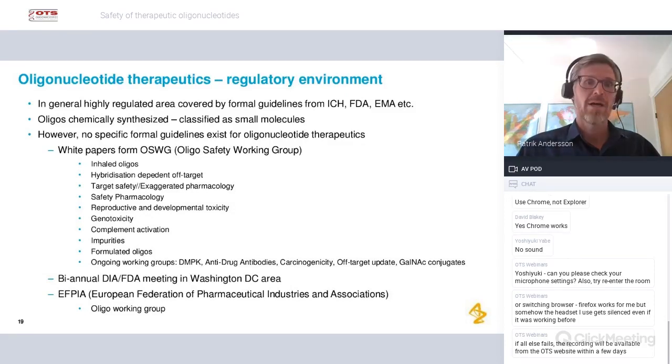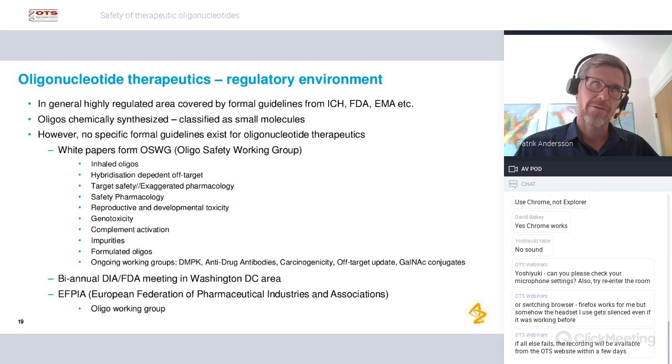And there are subcommittees in OSWG currently working up new white papers on areas such as DMPK, anti-drug antibodies, carcinogenicity testing, and off-target updates as well. So this is a really good and a helpful source if you want to learn more about some of these certain areas.